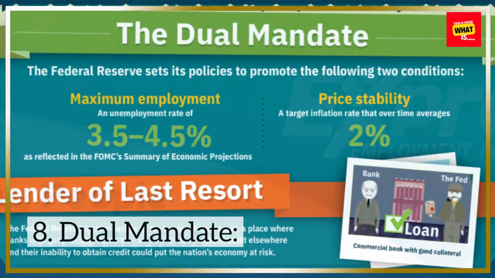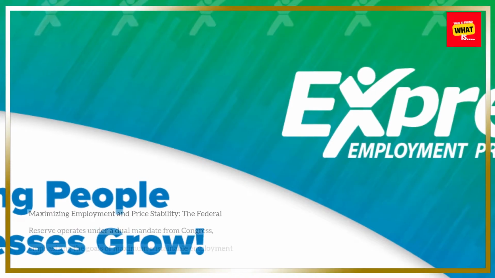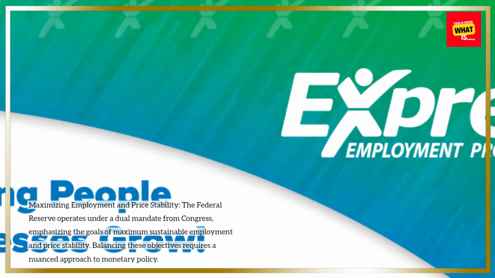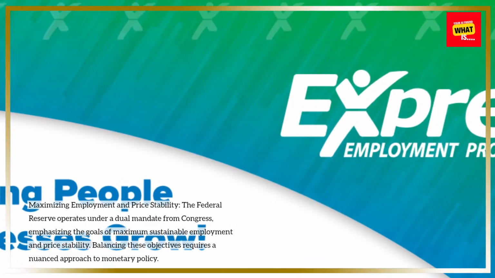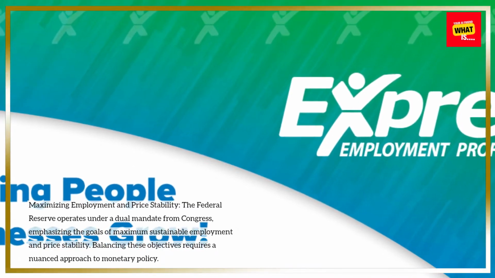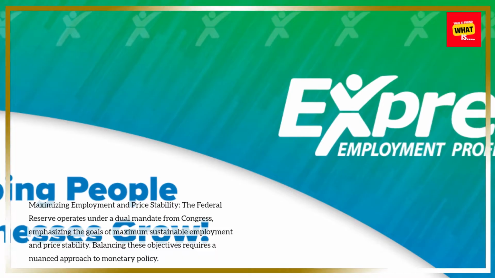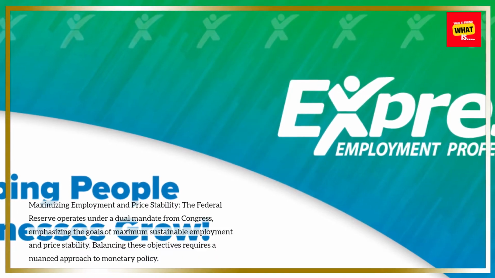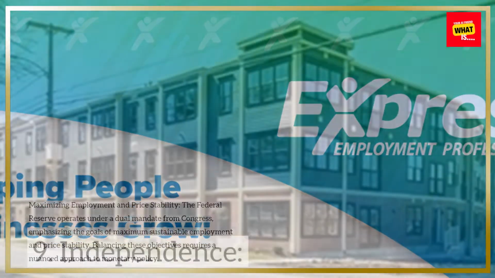8. Dual mandate. Maximizing employment and price stability. The Federal Reserve operates under a dual mandate from Congress, emphasizing the goals of maximum sustainable employment and price stability. Balancing these objectives requires a nuanced approach to monetary policy.